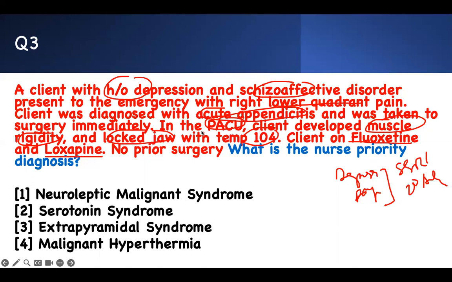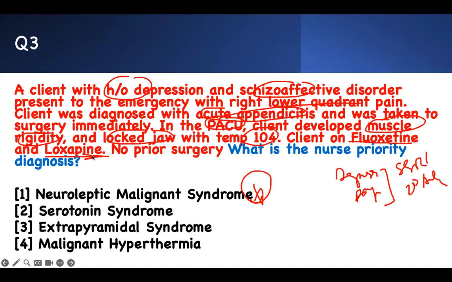After the surgery, patient developed lockjaw and muscle rigidity, and a temperature of 104. What is your diagnosis? This is not neuroleptic malignant syndrome. Although he's on an antipsychotic, it's not that, because he's been on that medication for a while and this happened right after the surgery. Usually when they start taking this medication, then they develop that problem. They don't get it because they went to surgery.